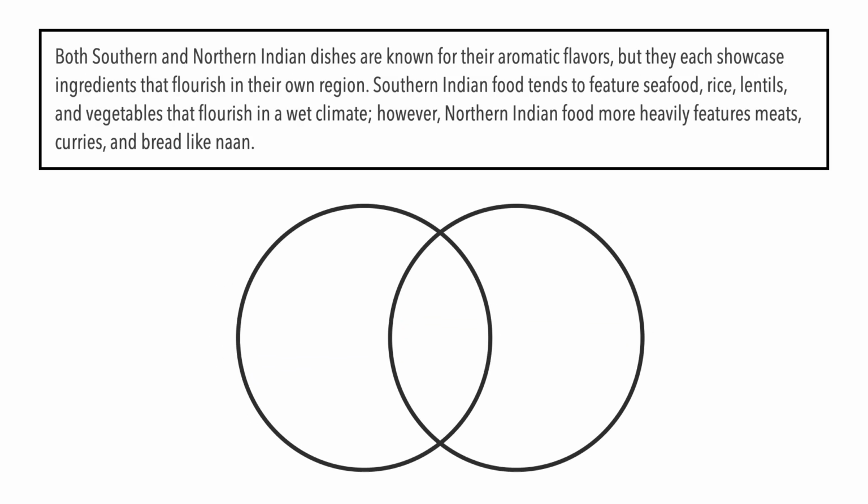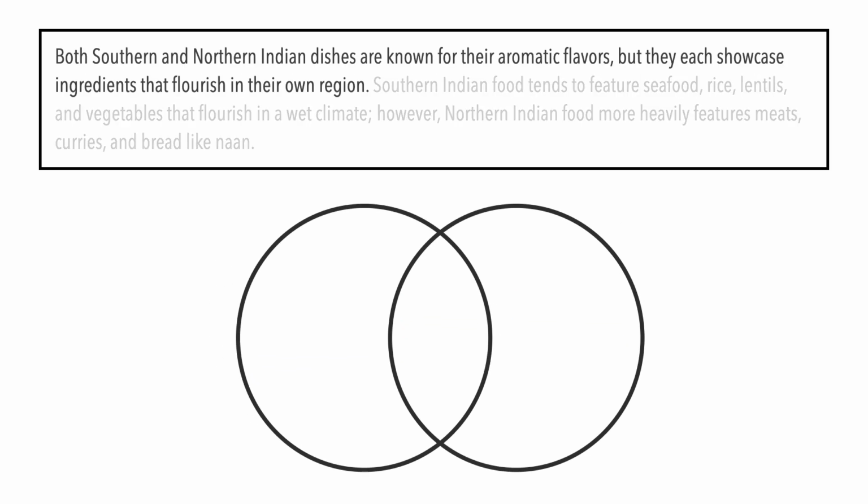Let's try that out with this text here. Both Southern and Northern Indian dishes are known for their aromatic flavors, but they each showcase ingredients that flourish in their own region. Right off the bat, we can spot some of those signal words. The very first word of this sentence, both, indicates that we're comparing some ways in which Southern Indian dishes are similar to Northern Indian dishes.